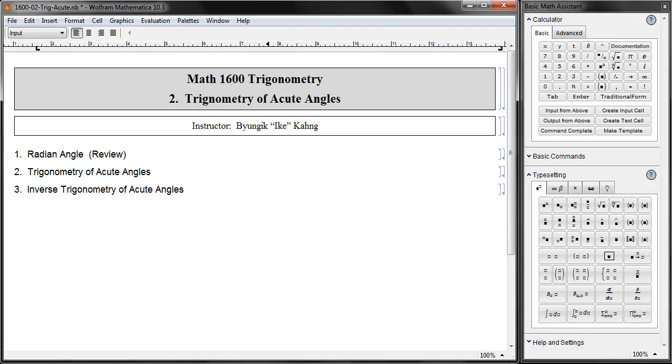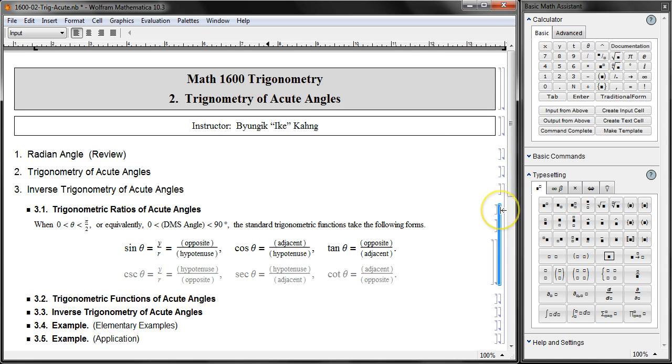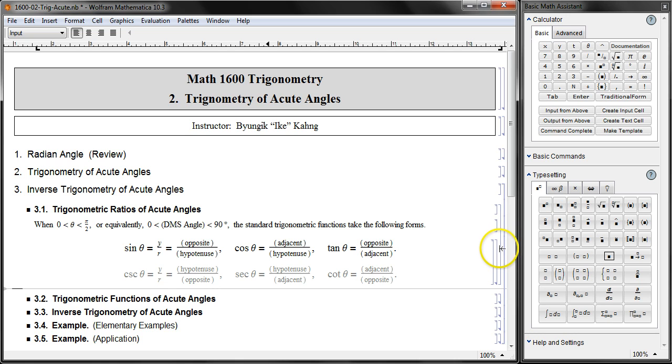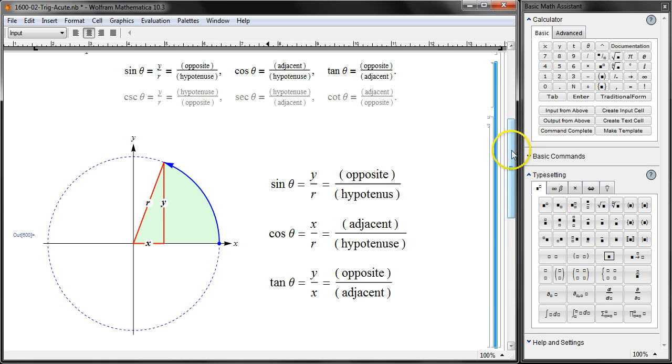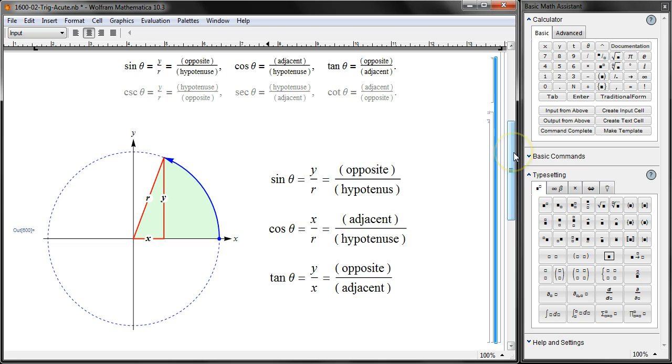The final topic of this lesson is inverse trigonometry. What is inverse trigonometry? Let's begin with a review of standard trigonometric ratios. And here they are. Sine, cosine, and tangent are defined by y over r, opposite over hypotenuse; x over r, adjacent over hypotenuse; and y over x, opposite over adjacent, respectively.